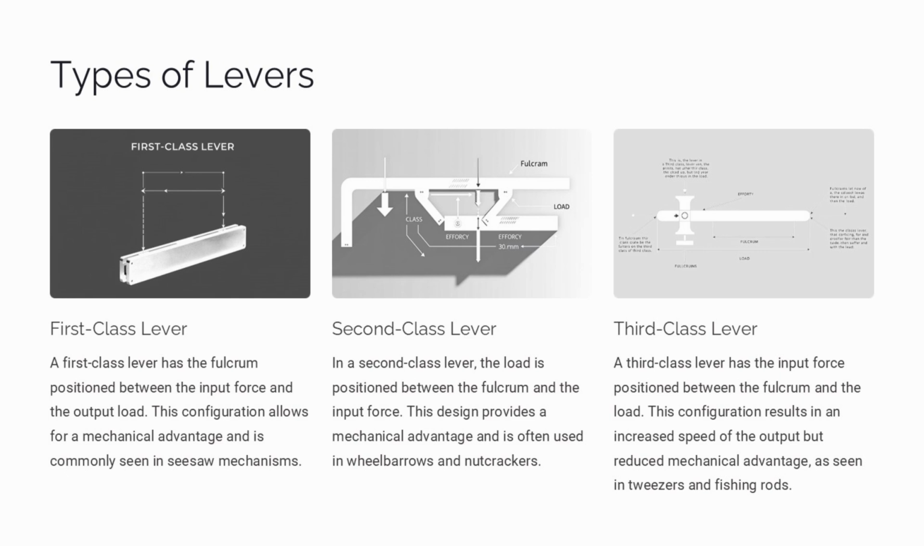A third-class lever has the input force positioned between the fulcrum and the load, resulting in an increased speed of the output, but reduced mechanical advantage. This can be seen in tweezers and fishing rods.